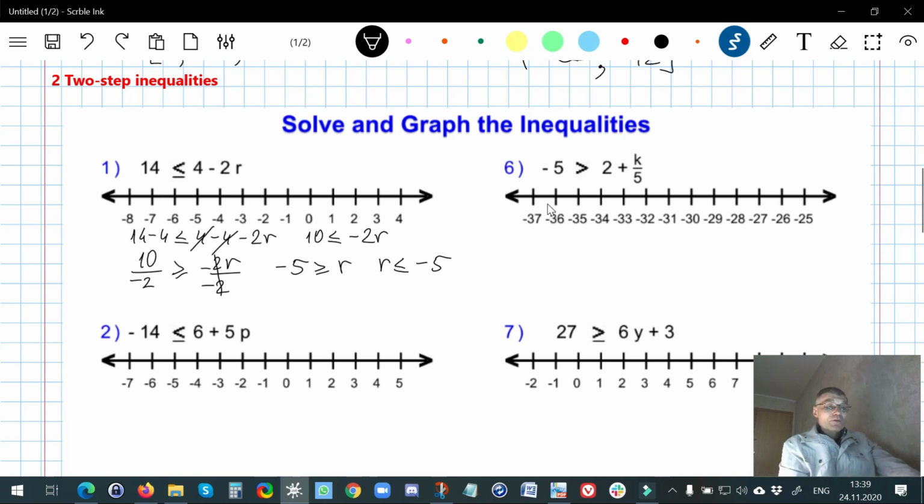So this is my set builder notation. And the interval notation is negative infinity, negative 5, closed. And here we have, when graphing, an obvious thing.